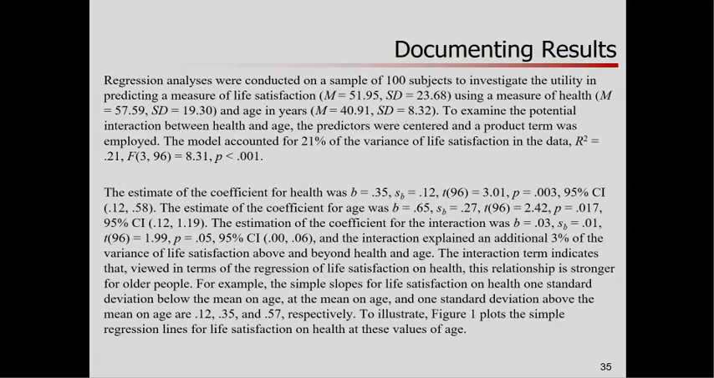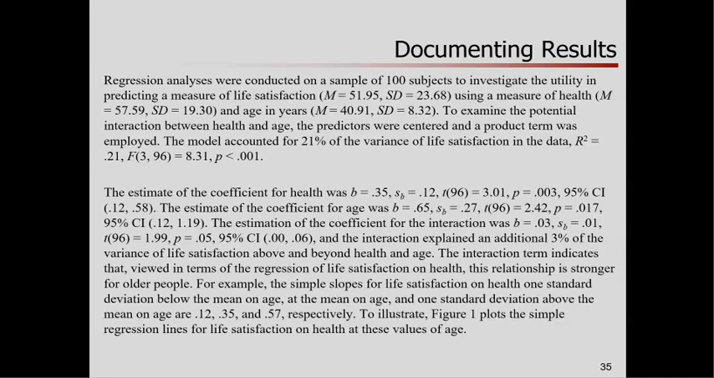The model accounted for a total of 21% of the variance in life satisfaction, R squared, there's the F statistic, the usual stuff. I could report the coefficients for each of the predictors, health and age, and the coefficient for the interaction term. And note that the interaction explained an additional 3% of the variance of life satisfaction above and beyond health and age. The interaction term indicates that, viewed in terms of the regression of life satisfaction on health, this relationship is stronger for older adults.